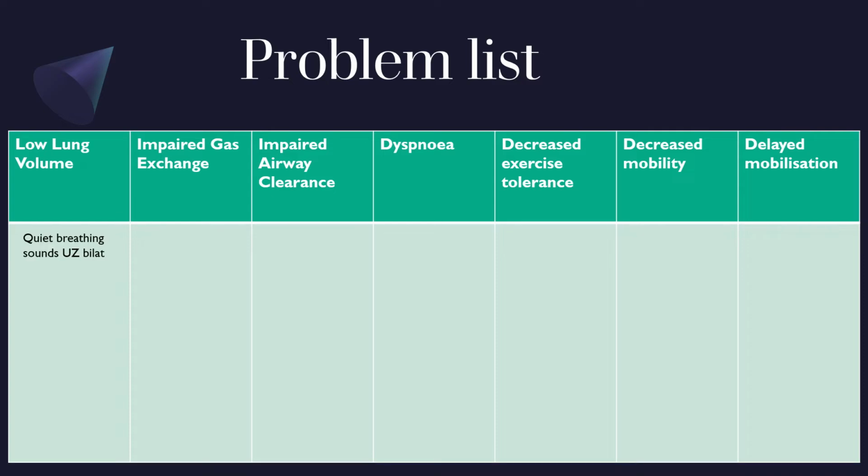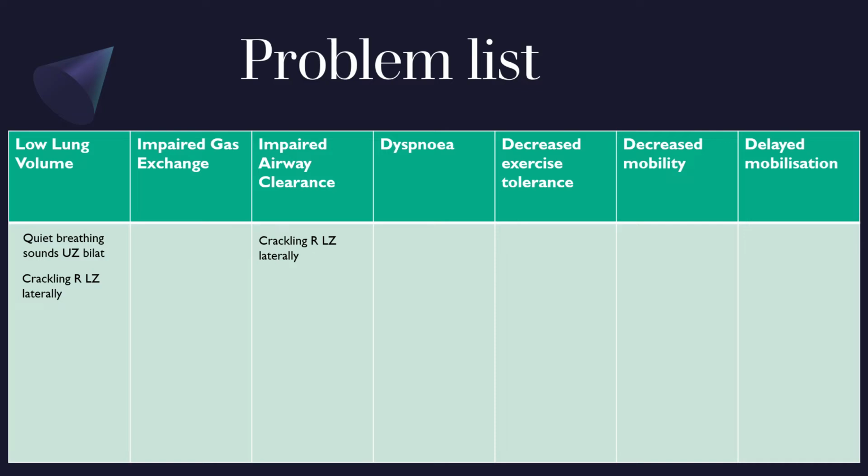Okay, so the first thing we're going to chuck in is the quiet breathing sounds. To me, this would indicate low lung volumes. Again, for low lung volumes, we've got the crackling in the right lower zone laterally. That also fits in with impaired airway clearance.